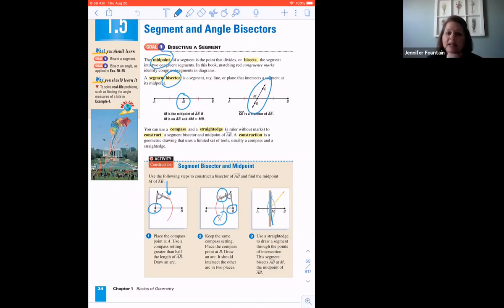And then our bisector is going to be a line that intersects. It can be a segment, a ray, or a line, or even a plane that intersects with a line at a midpoint, okay? So whether you're talking about a midpoint or a bisector, it's going to be halfway between the two, okay? The main difference is that a bisector is going to be a line and a midpoint is just a point, okay?